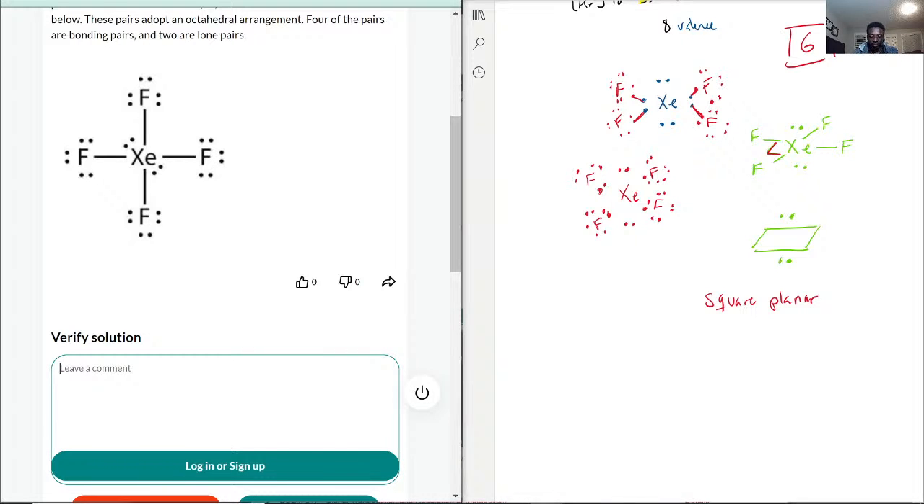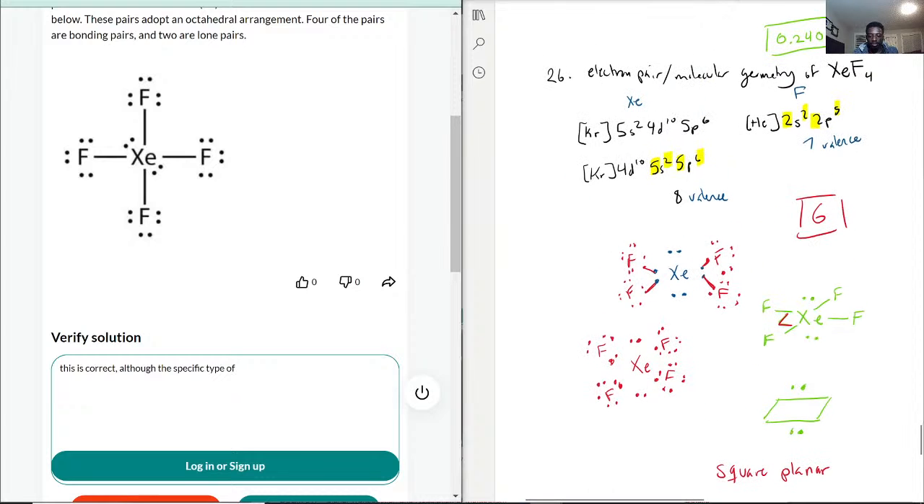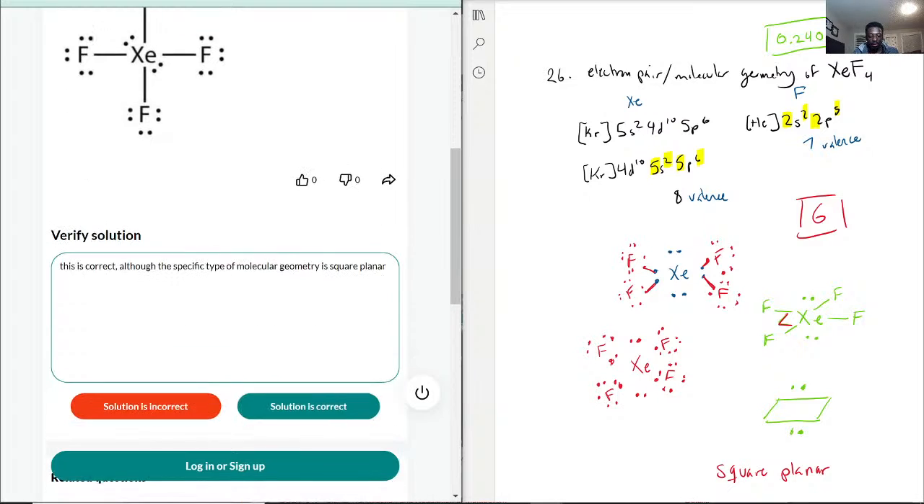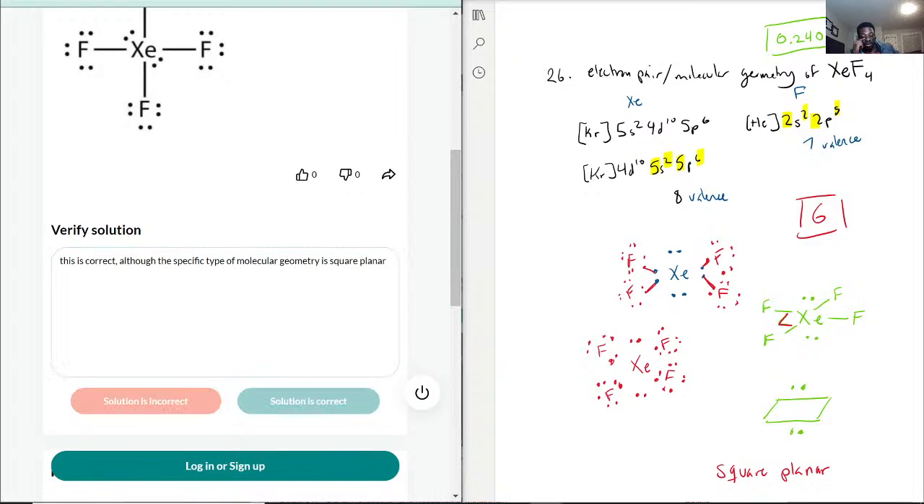Okay. The specific type of molecular geometry is square planar. So with that, we've answered number 26. So let's move on to question 27.